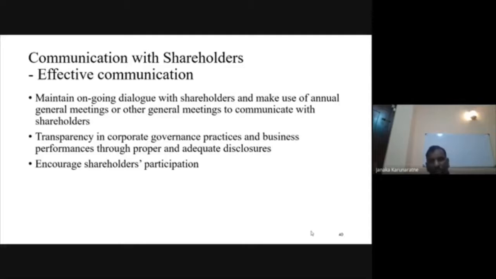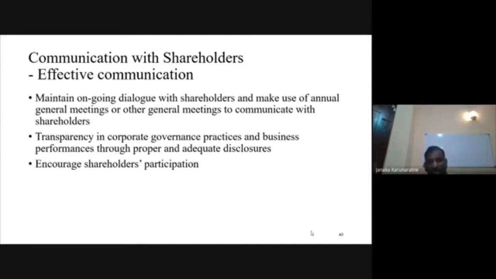So there must be effective communication with the shareholders to ensure they are provided with adequate information on the operations of the entity. So maintain ongoing dialogue with shareholders and make use of annual general meetings or other general meetings to communicate with shareholders. Generally, every year, companies are required to have annual general meetings so that many things are discussed. There may be agenda items and also other general matters to be discussed with the shareholders. Especially important is that adequate time is allocated to discuss those matters with the shareholders.